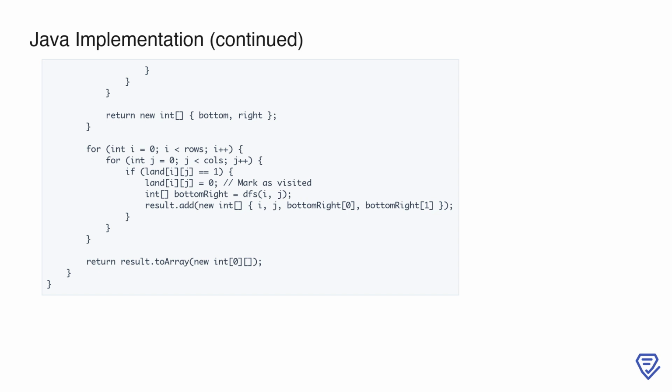Now, we iterate over each cell in the grid using nested for loops. If we encounter a 1, it indicates the start of a new farmland group. We mark the cell as visited, call the DFS method to find the boundaries of the group, and add the coordinates of the top left and bottom right corners to the result list. Once all cells have been processed, we convert the result list to a 2D array and return it. This ensures that all groups of farmland are identified and their boundaries are correctly formatted for the output.